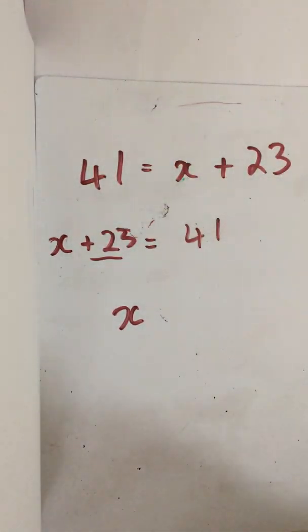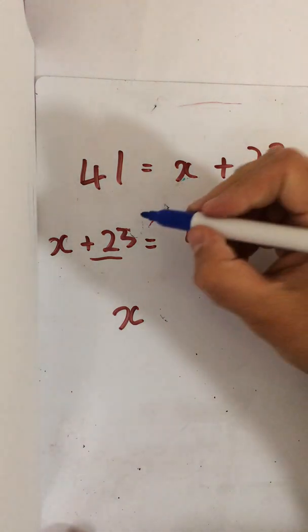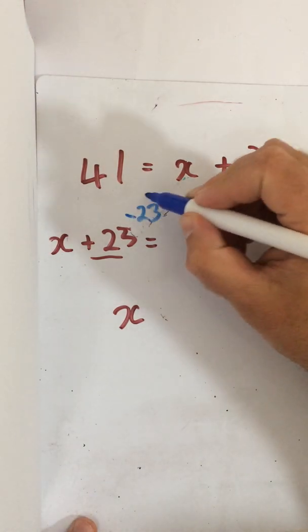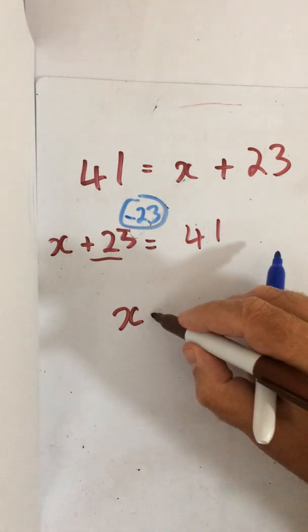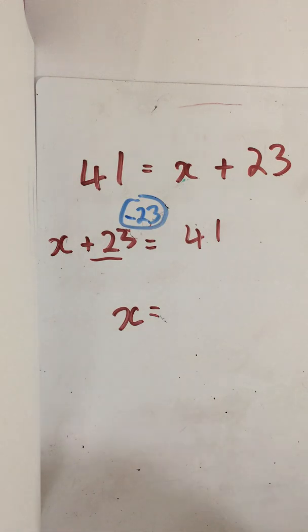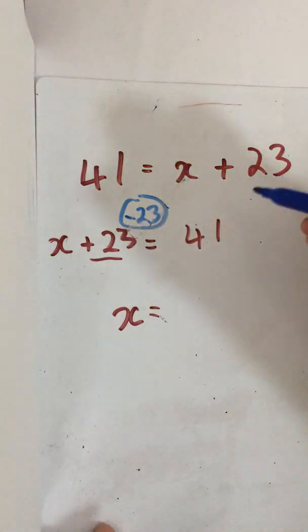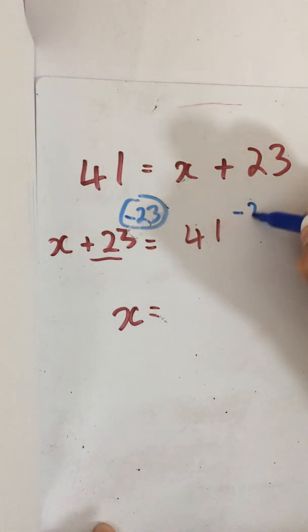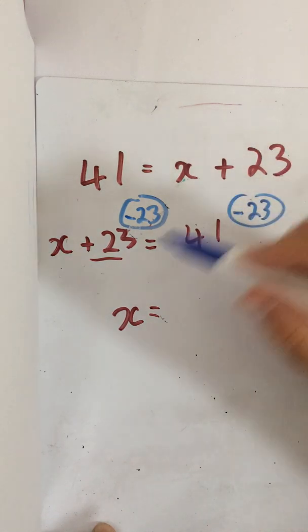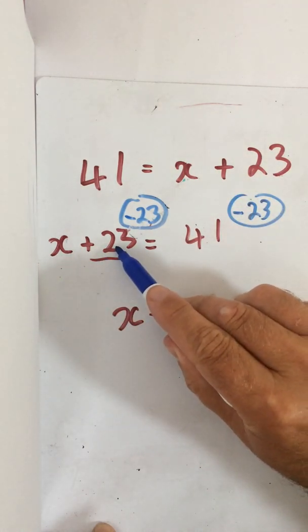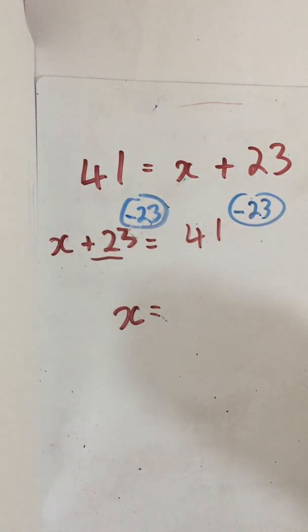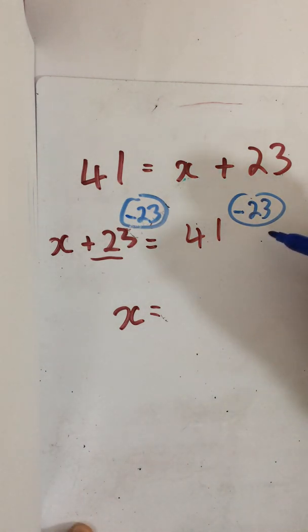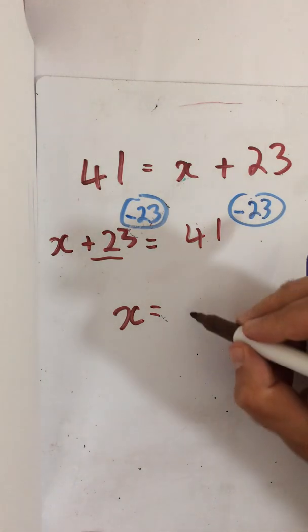In order to get rid of that positive 23, I need to take 23 away from it. Because it's called the balance method, if I've taken away 23 on this side, I have to do the same on this side, minus 23. So x plus 23 minus 23 leaves me with x. 41 minus 23, what's that, 17, 18, I believe, equals 18.